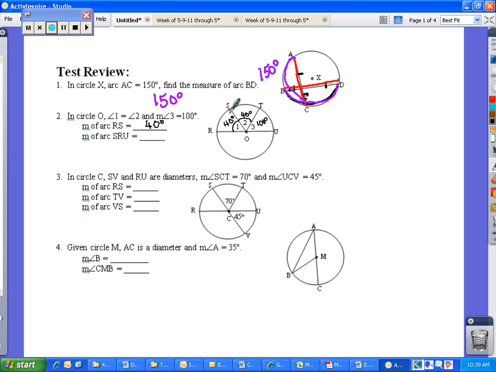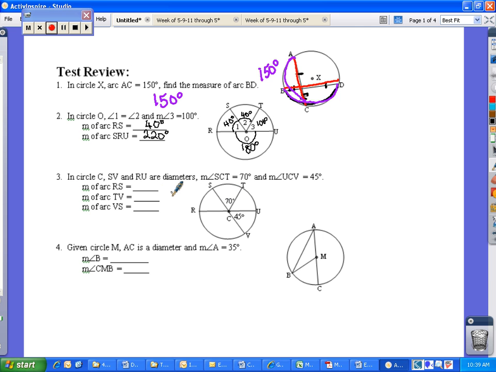And then arc SRU is going to be this whole arc here, or this angle here, is a semicircle, so it's 180 degrees, and therefore the arc as well, which is a semicircle arc, is 180. So 40 plus 180 is going to give me 220.